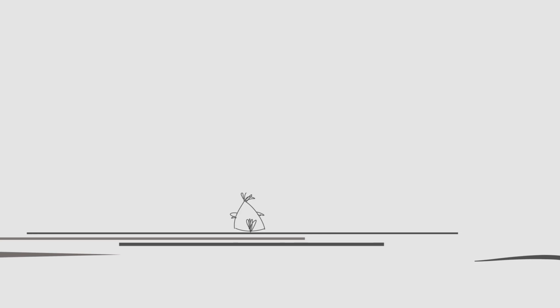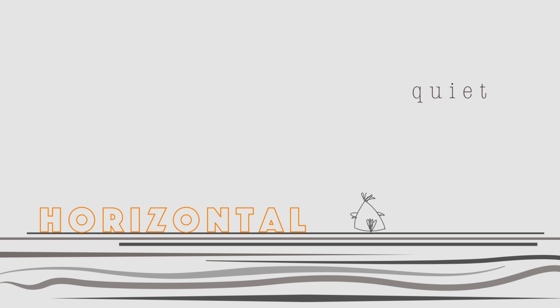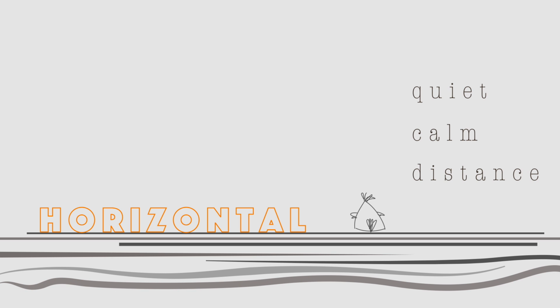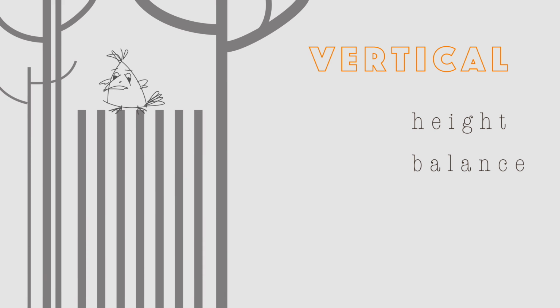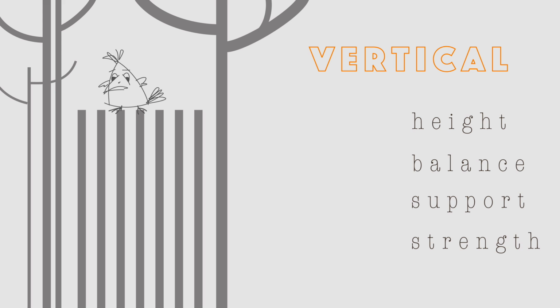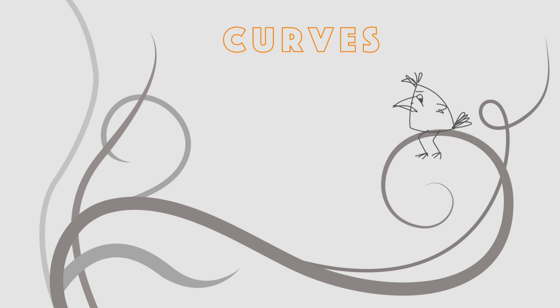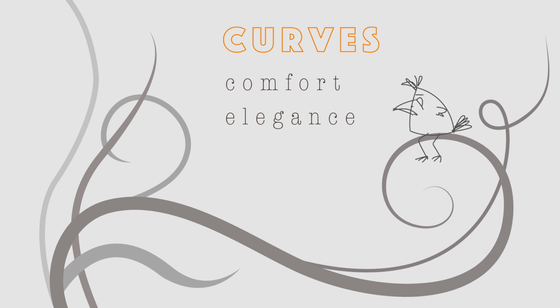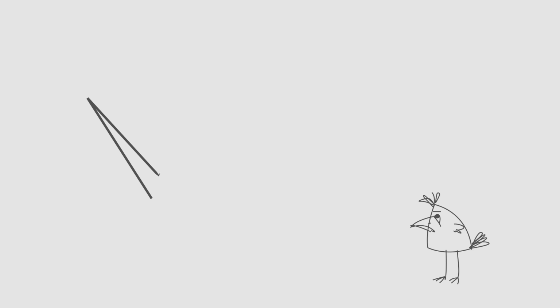Horizontal lines generally look quiet and calm. They suggest some space and distance in an artwork. Vertical lines, on the other hand, give an impression of height and balance, support and strength. Curved lines are special. They are very comforting comparing to straight lines. They're elegant and graceful. So if you want to add some ease to your work, use more curves.